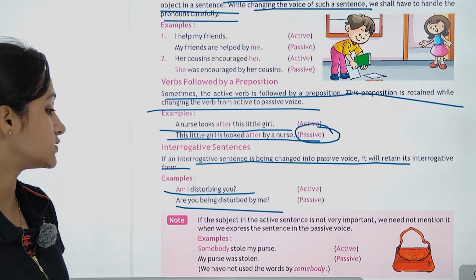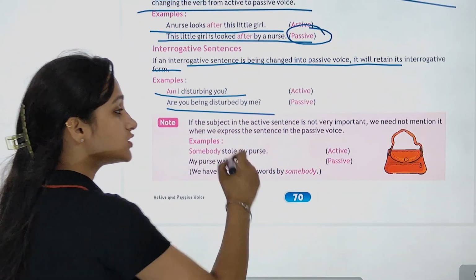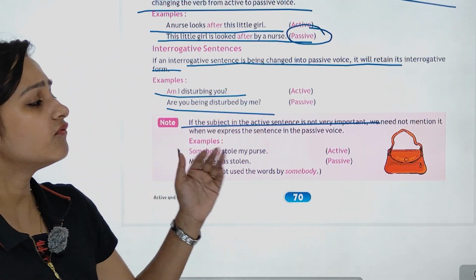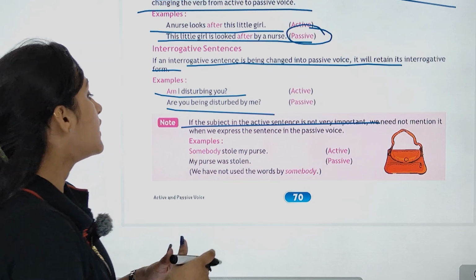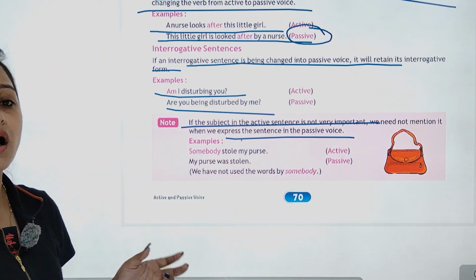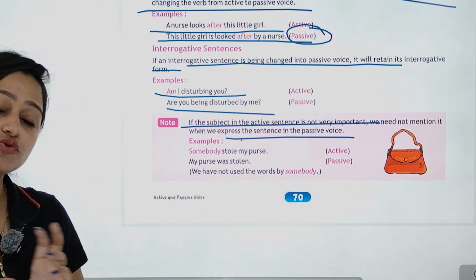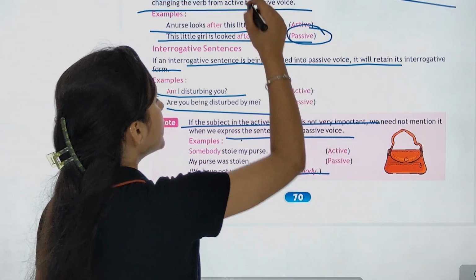This is passive voice. Note, if the subject in the active sentence is not very important, अगर जो subject active sentence है वो ज़्यादा important नहीं है, we need not mention it. हमें उसे mention करने की बिल्कुल भी need नहीं होती when we express the sentence in a passive form. Like, somebody stole my purse. Somebody important नहीं है. My purse was stolen. Purse stolen है वो important है, passive voice है. We have not used the word somebody here.